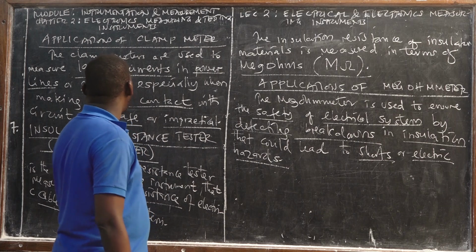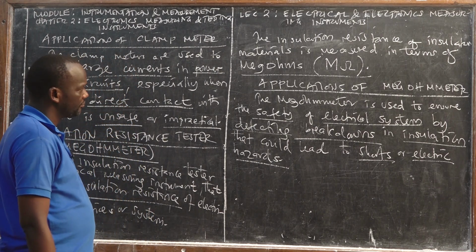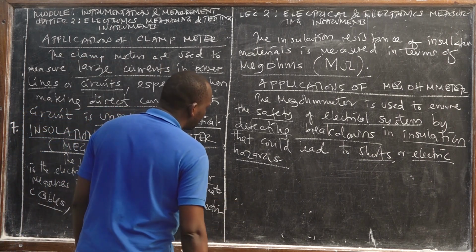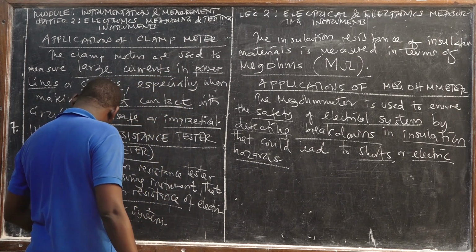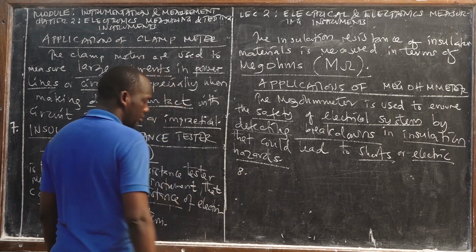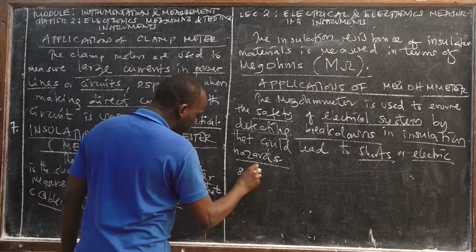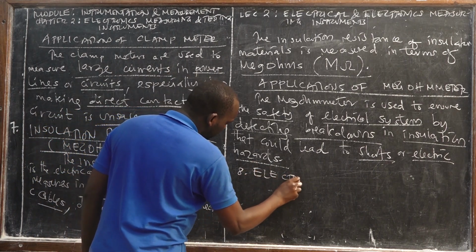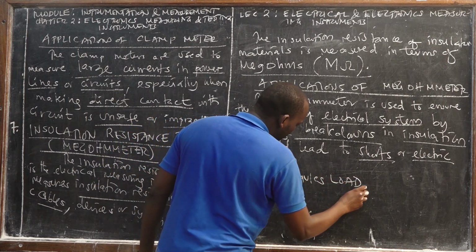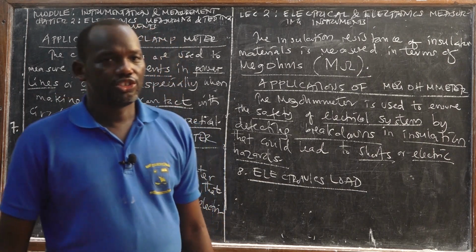Okay, so that's all about the insulation resistance or megohmmeter. But you have to learn how to connect it to cables, power cables, or electric devices or electric systems. Number 8 is called the electronics load. Say electronics load.